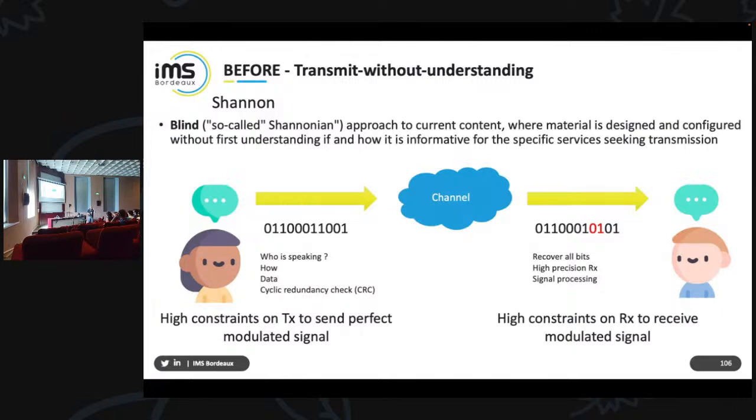So he always said, who is speaking? This is who I am. This is what I'm going to do. This is a frequency. This is my data, a small packet of data in the middle of everything. And okay, have you well received? Yes, no, blah, blah, blah.